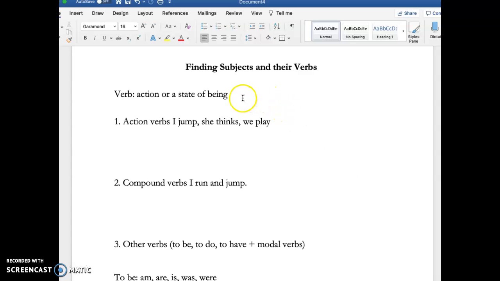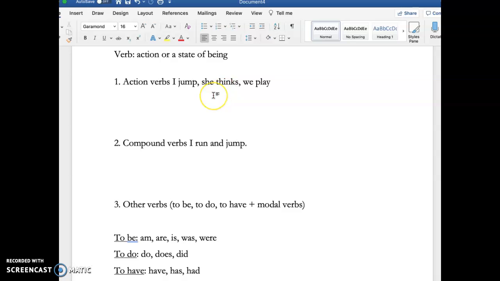So verbs are defined as actions, and an action, that's the verb you learned, right? Anything that you can do, I jump, she thinks, we play, those are action verbs. Or it can be a state of being. So a state of being might be like, I feel happy. And happy is a state of being. It describes how I feel. And so the verb feel might not immediately feel like an action, but it is a verb. Or I am happy. And am doesn't feel like a verb, right? But it is a verb because it's describing my state of being, which in this case is happy, okay?